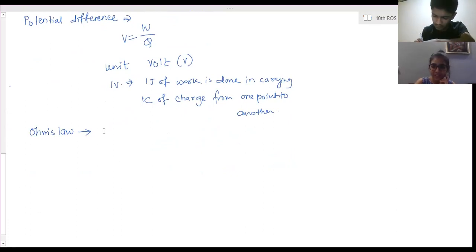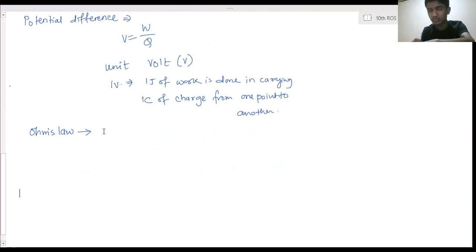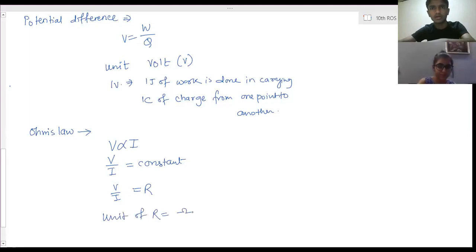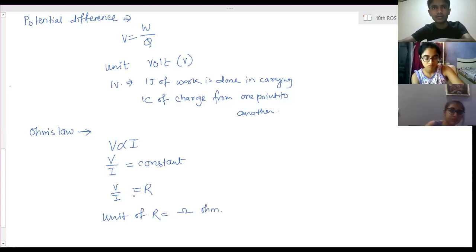So when the physical conditions of the conductor, like temperature, length and area of cross section, remain the same, then the potential difference applied across the ends of the conductor is directly proportional to the current flowing through it. So V is directly proportional to I. Therefore the V by I ratio will remain constant, and this constant, by experiment, is R. Unit of R is ohm.